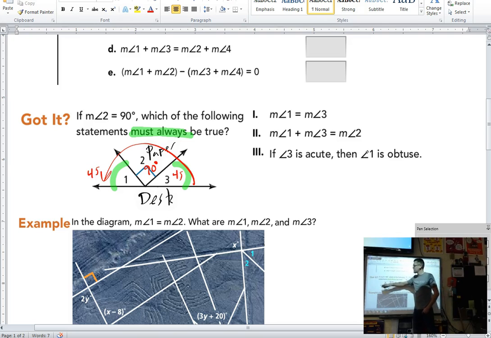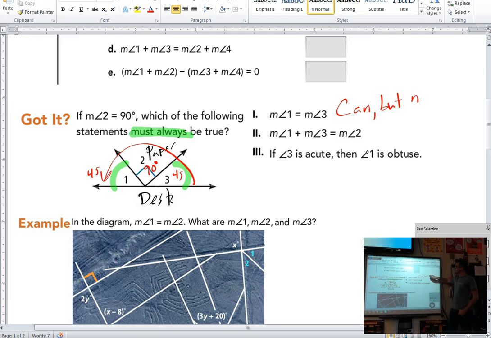Now, here's the tough question, though. Will that always happen? No. As soon as I turn my paper at all, one angle is going to get bigger, one angle is going to get smaller. So this can happen, but not always. So we're going to put can, but not always. In an image like that, that could happen, but not always. It could only happen once.